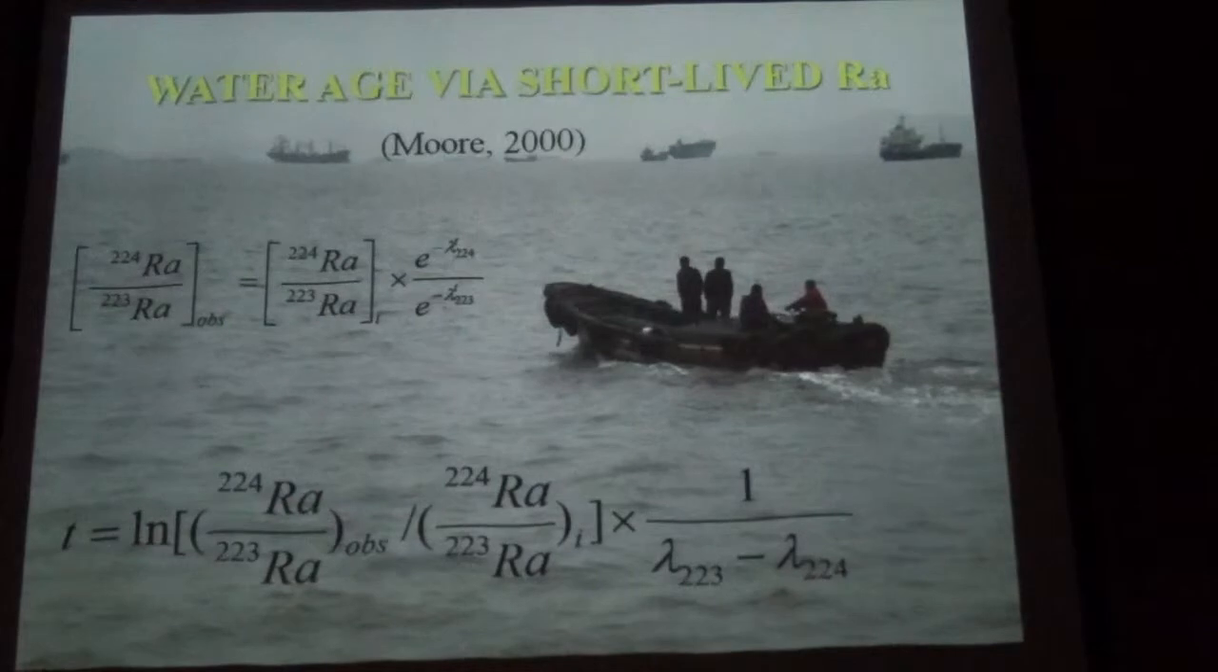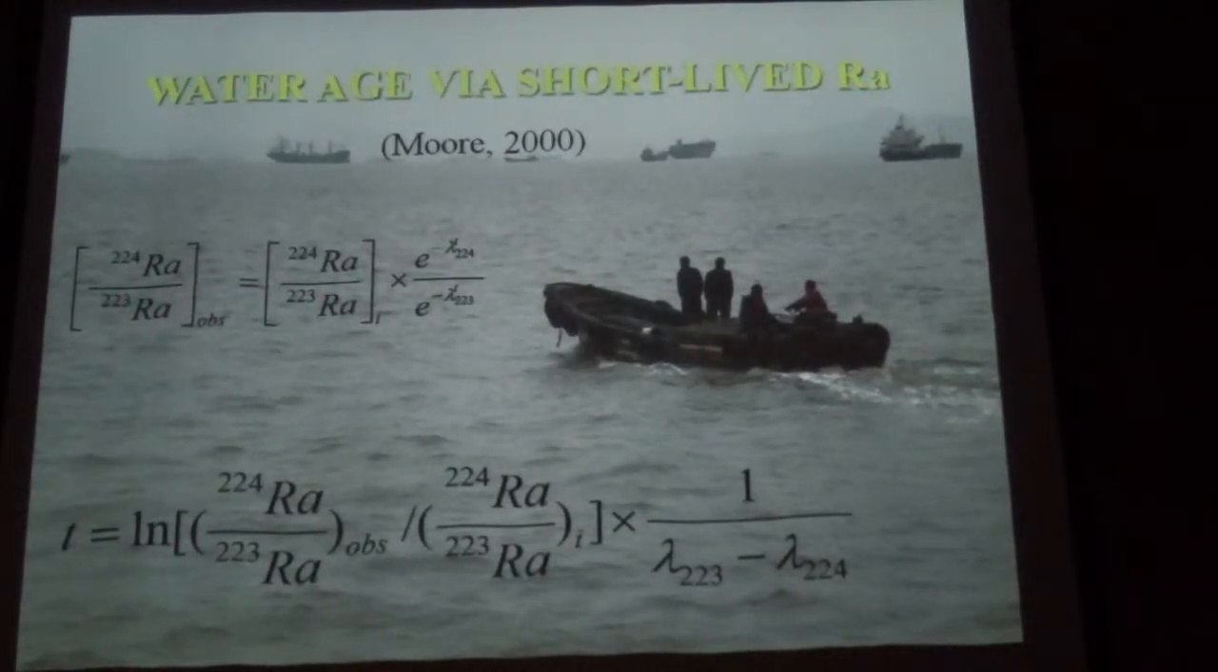in China, where I participated in a project with some Chinese colleagues. The method was developed by Billy Moore in 2000, and it calculates water residence time in an estuary. So imagine we have a river coming to an estuary, entering the ocean, and what it calculates is the age of the water in this bay. How old is this water in the bay?